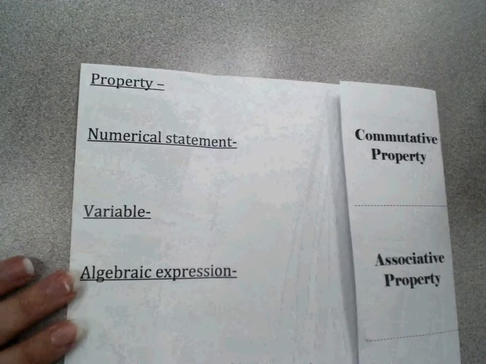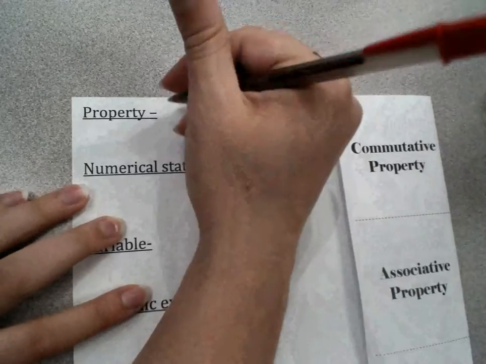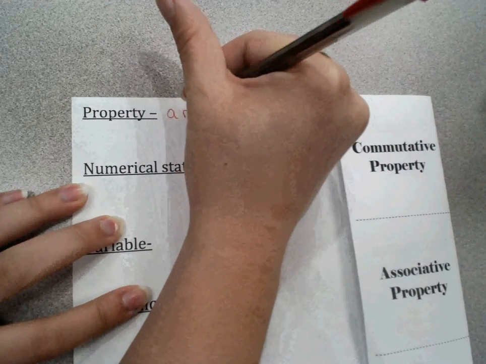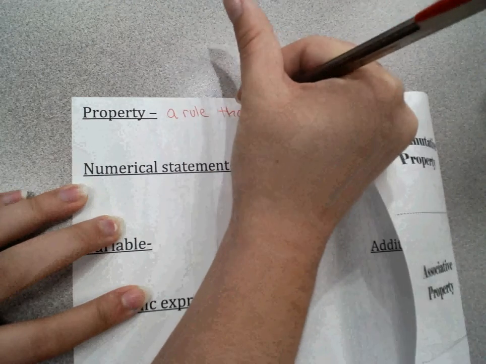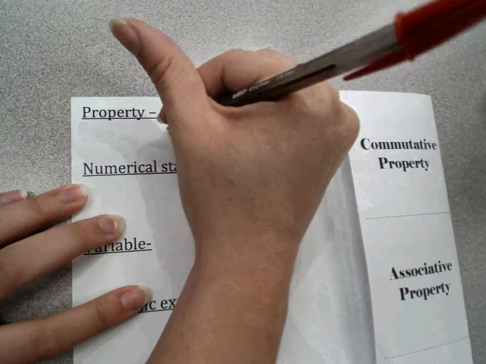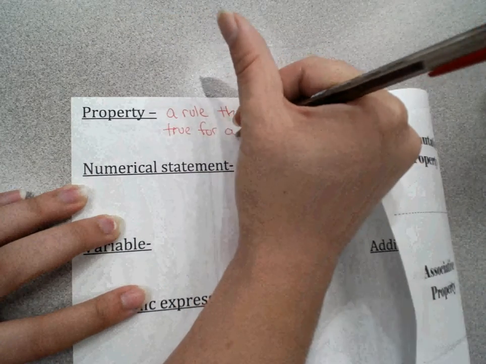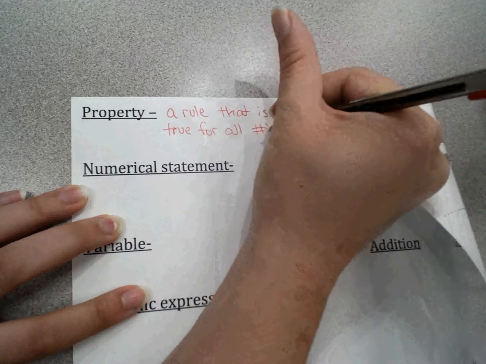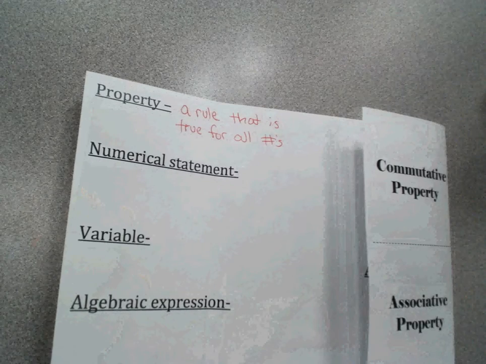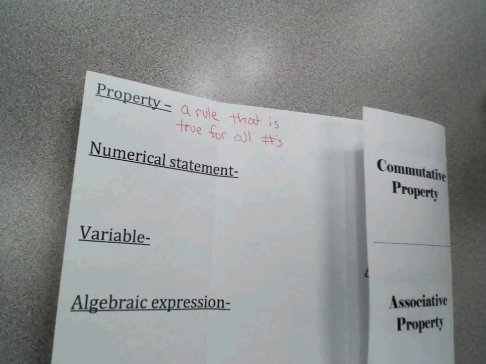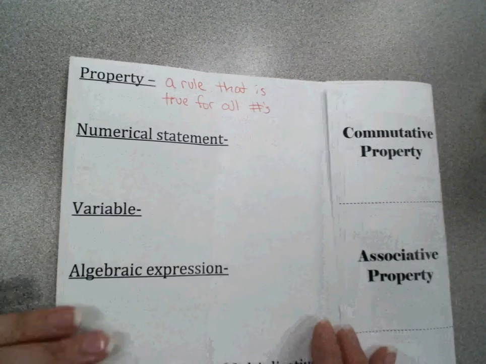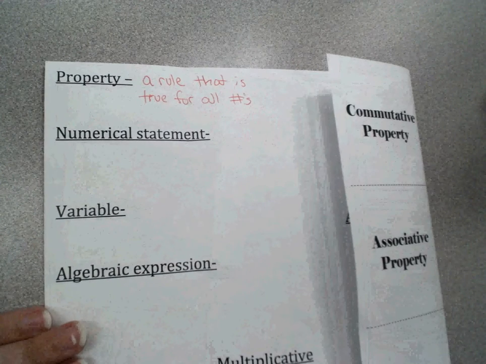All right, a property. A property is a rule that is true for all numbers. Sorry, the hiccups. And we'll look at 5 properties, 4 right now and then 1 more tomorrow. But it's a rule that's true for all numbers.